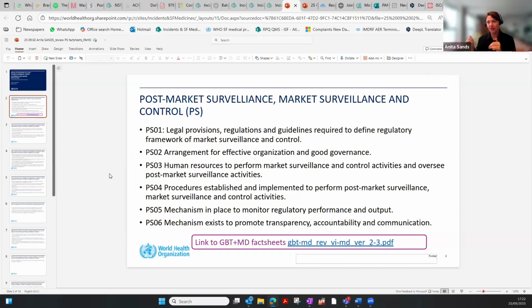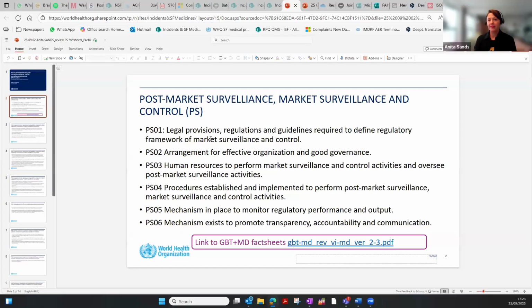I'm just going to walk you through the 6 indicators that we have in the post-market surveillance, market surveillance control function. As I said, this is the combination of the vigilance function and the market surveillance function. We've put them together. So we have 6 indicators, and then under that we have sub-indicators, and I'll get into that in a minute.